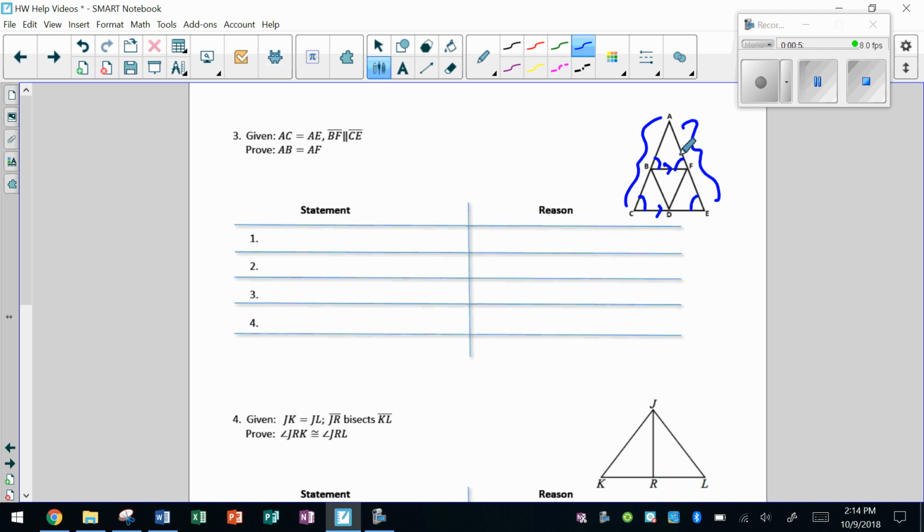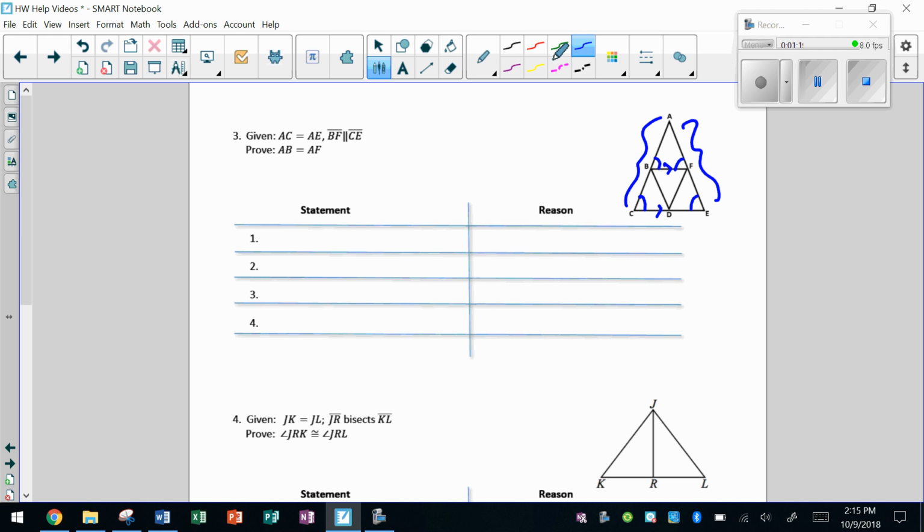Now, once you get these two base angles of this little triangle up here equal, then that implies it's isosceles, which is what they want us to prove, that AB is equal to AF, so these two sides are equal. And there we have a plan. Again, it's important for you to come up with a strategy and a plan before you start writing a proof.